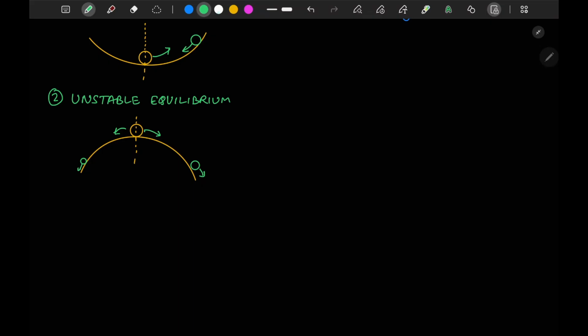So if we talk about unstable equilibrium, your body will neither stop nor return to its original position.